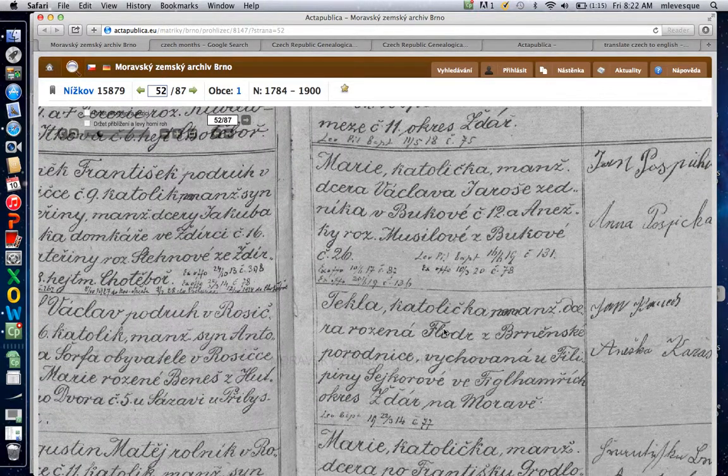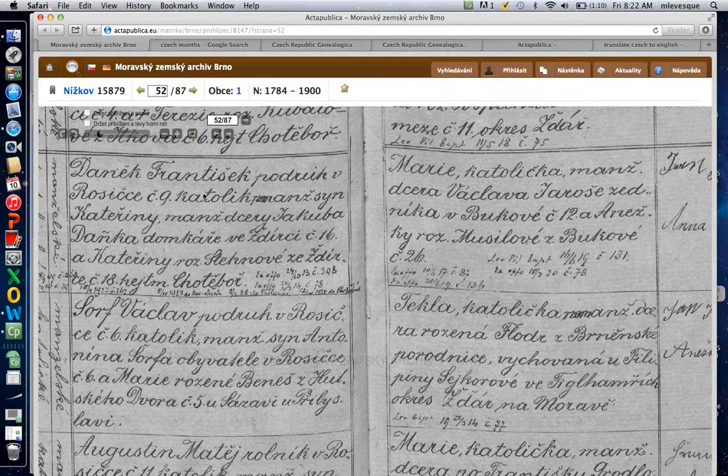Now, if we go down here, we've got a little problem. We've got František Danek, Podru from Rosiczka number 9. He's a Catholic, but he is a Nemanjelski son of Catherine Danek, who was the legitimate daughter of Jakub. When you have an illegitimacy, they tend to put a little bit more parental information down, which is kind of nice.